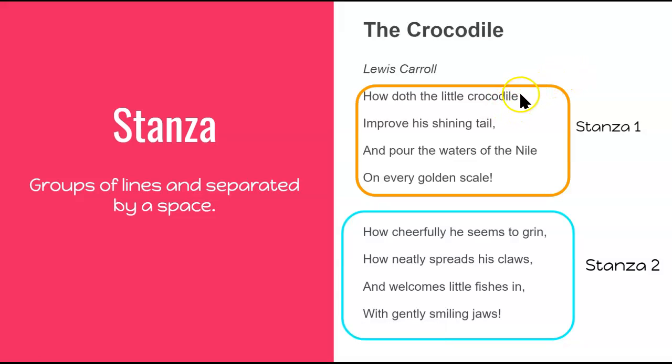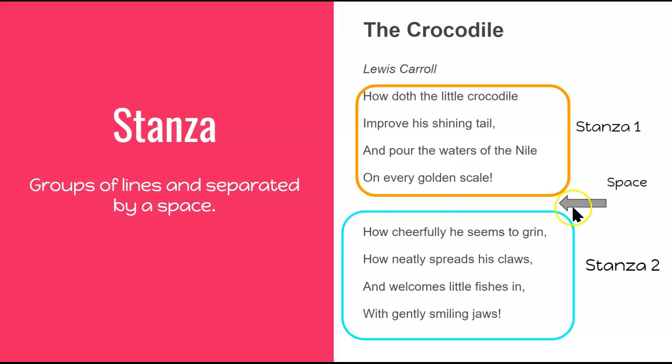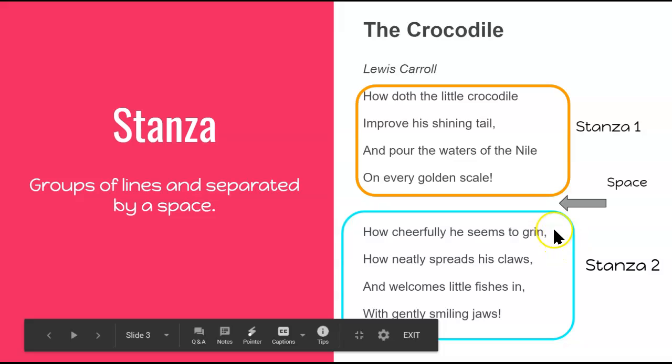So in our first stanza, we have 1, 2, 3, 4 lines or verses. In our second stanza, we have 1, 2, 3, 4 verses or lines. Also, don't forget that space. So important in a stanza. After your first stanza, you must have a space there that's provided to let readers know where the next stanza starts.